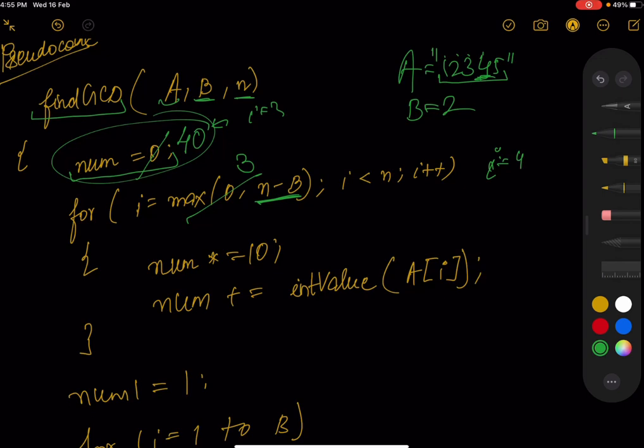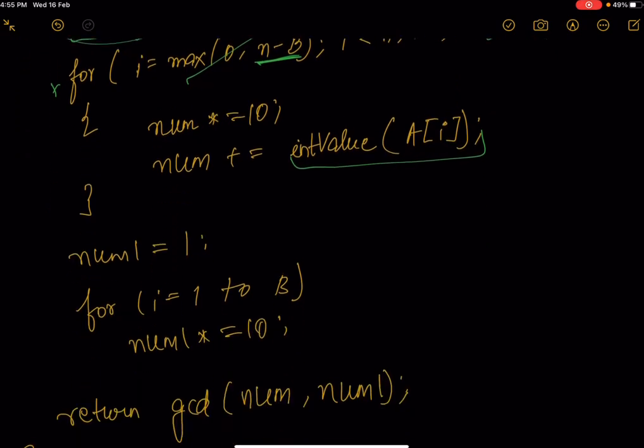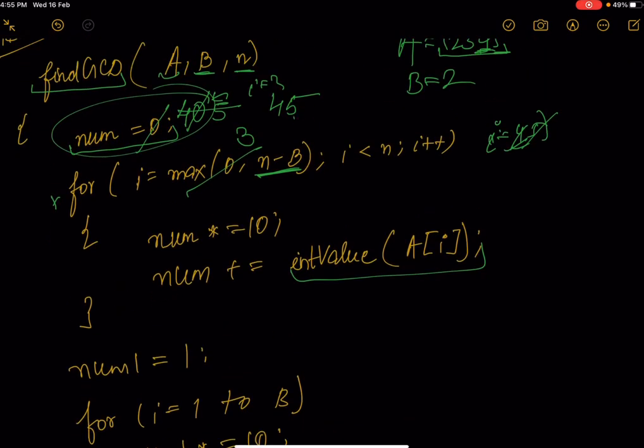After that you add the integer value of a of 4. a of 4 is 5, a character, and you add its integer value, that is 5, to num. So this now becomes 45. So num finally contains 45. Then after that i becomes 5, so you will just stop this for loop and break out of this loop. So num is 45.